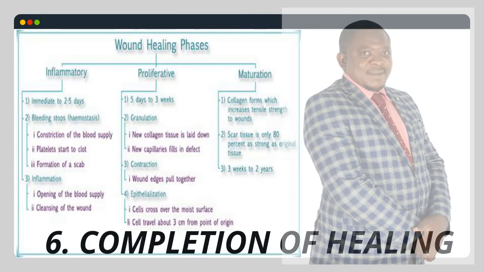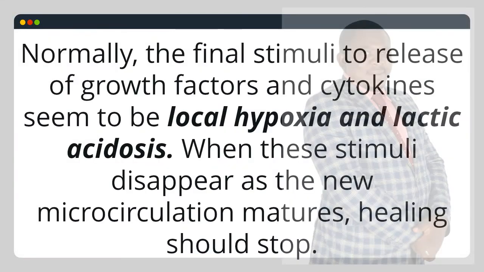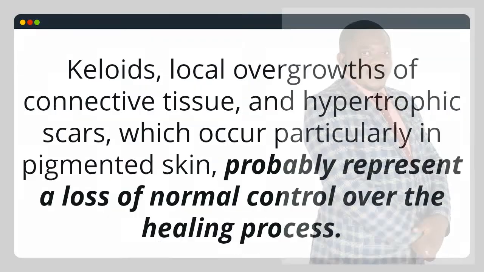6. Completion of healing. Normally, the final stimuli to release of growth factors and cytokines seem to be local hypoxia and lactic acidosis. When these stimuli disappear as the new microcirculation matures, healing should stop. Keloids, local overgrowths of connective tissue, and hypertrophic scars, which occur particularly in pigmented skin, probably represent a loss of normal control over the healing process.